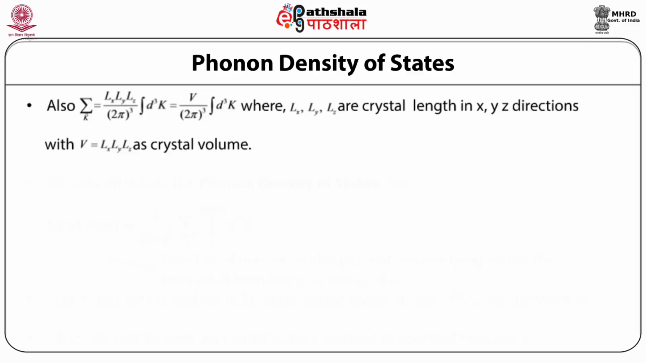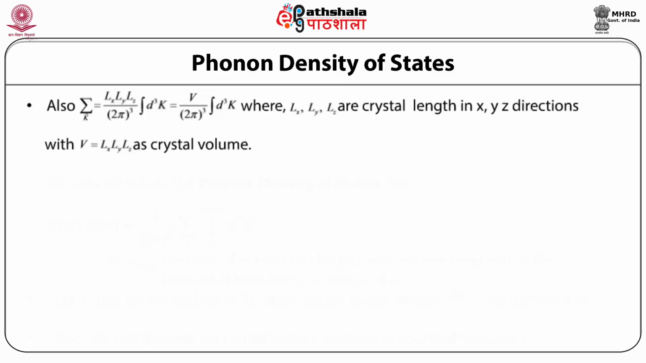This gives us the volume, that is lx into ly into lz is volume divided by 2 pi cube integration of d cube k. And remember that this V, which is the product of lx, ly, lz, is the crystal volume. Now also remember that for any function f(k), a function of the wave vector k, a summation over k would imply that it is equal to V divided by 2 pi whole cube integration of d cube k into f(k).